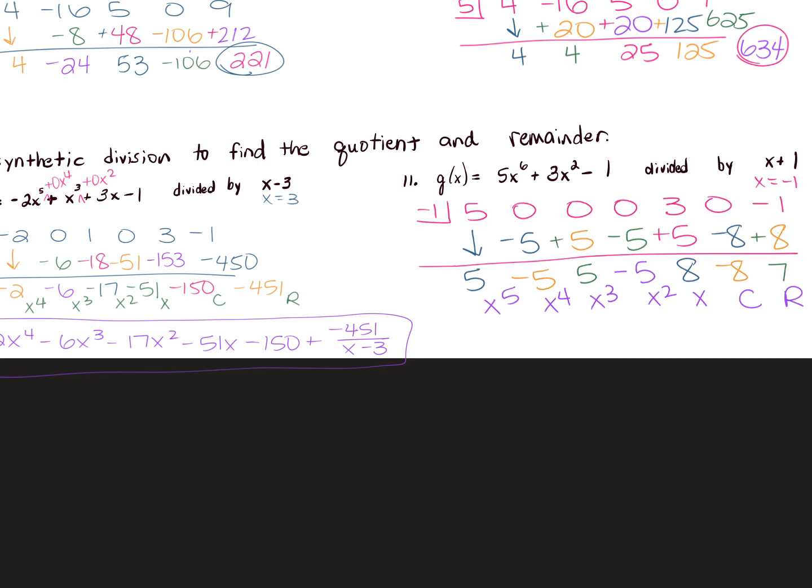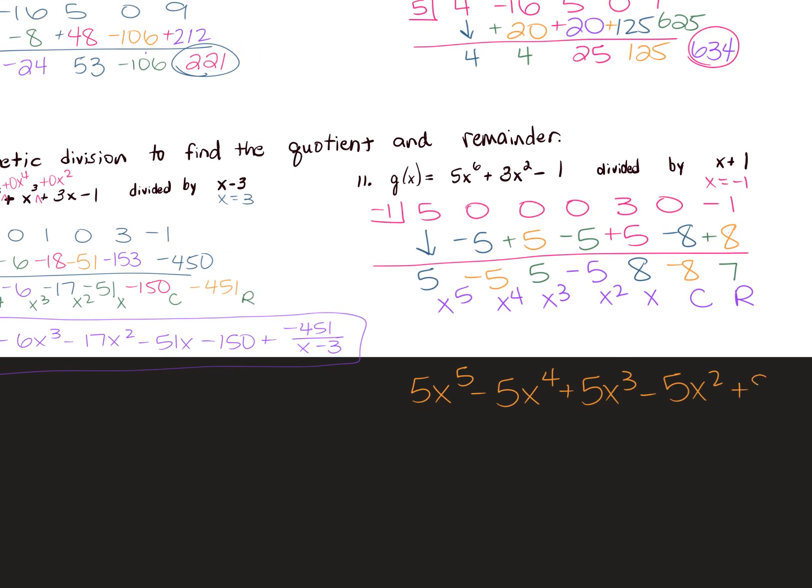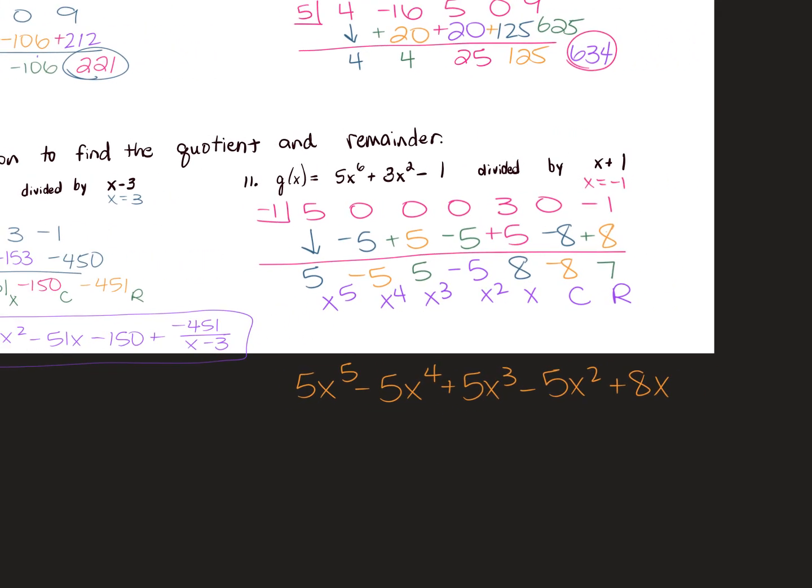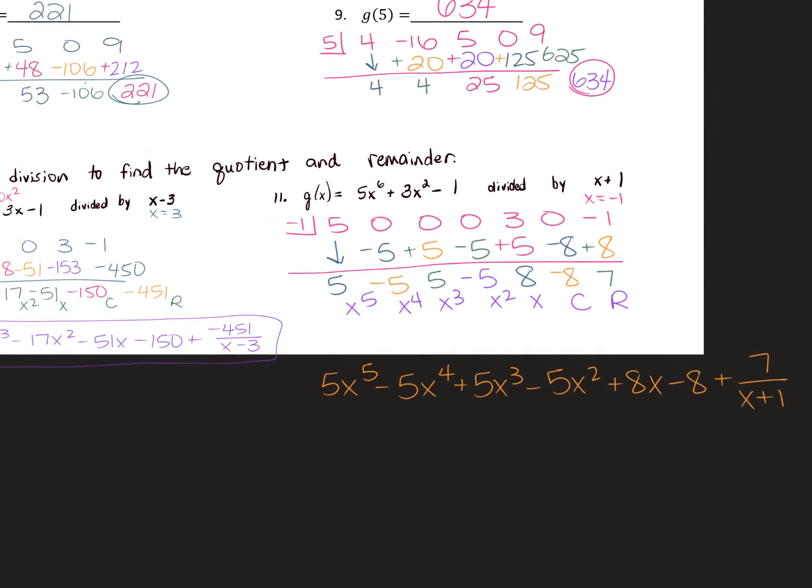So when you give this as your answer, you're going to have 5x to the 5th power minus 5x to the 4th power plus 5x cubed minus 5x squared plus 8x minus 8 plus 7 over x plus 1.